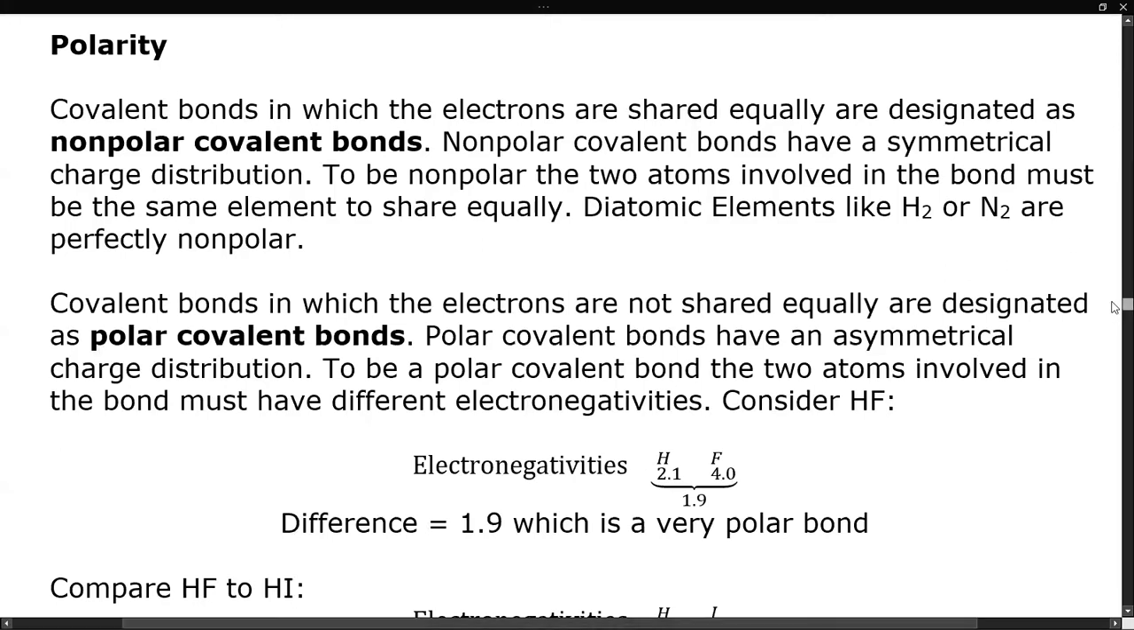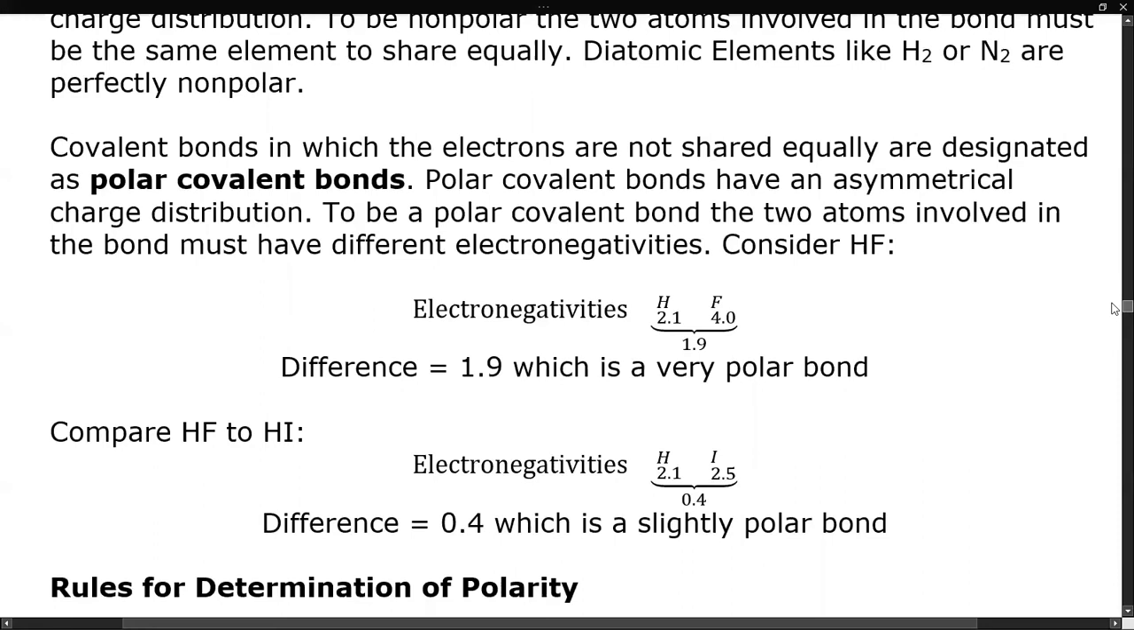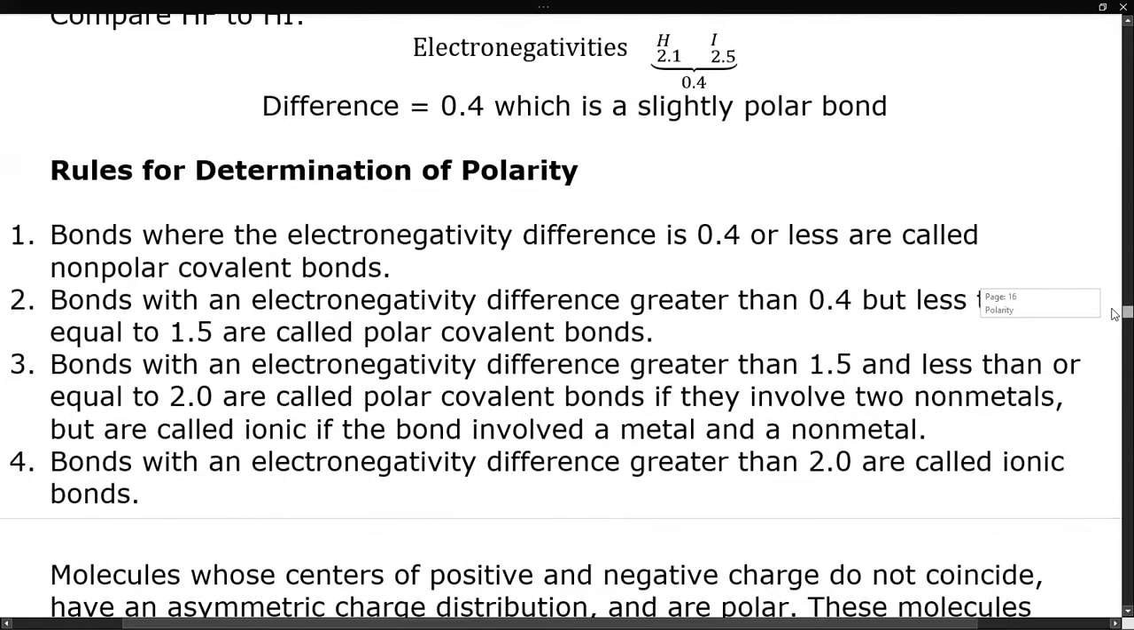If we compare that to HI, there's only about a 0.4 difference in electronegativity. Still polar, but only slightly, almost enough to ignore, as we'll find. Generally speaking, if the electronegativity difference is 0.4 or less, we say that bond is essentially nonpolar. The reason is carbon has an electronegativity of 2.5, hydrogen 2.1, and in organic chemistry, that carbon-hydrogen bond is considered nonpolar.